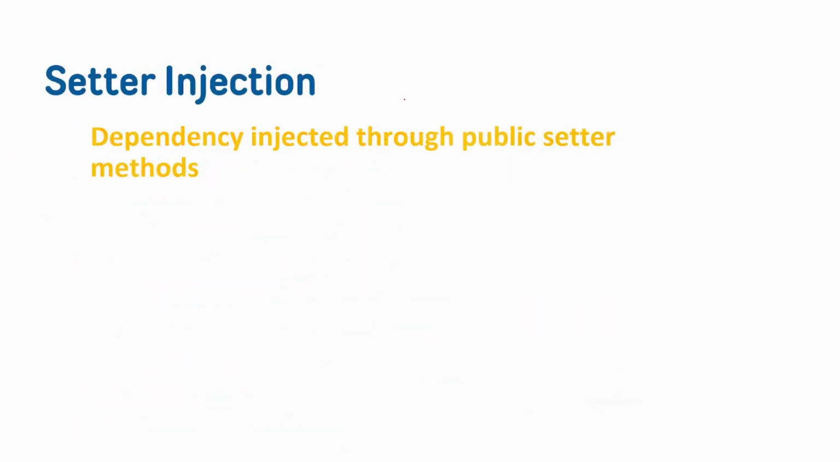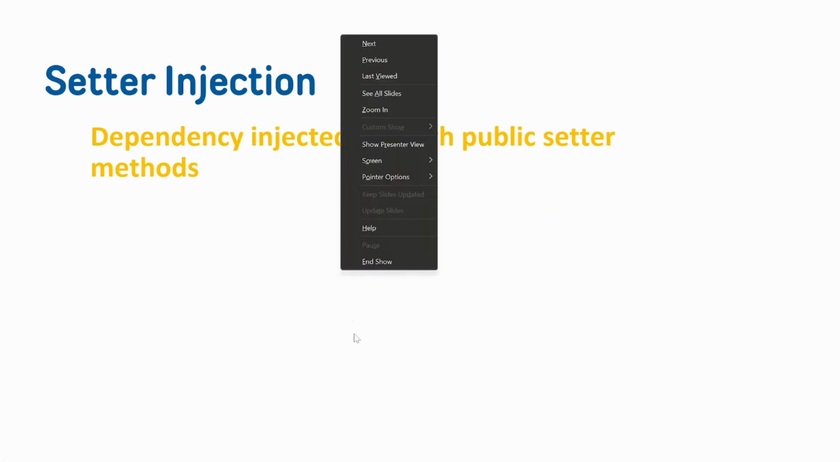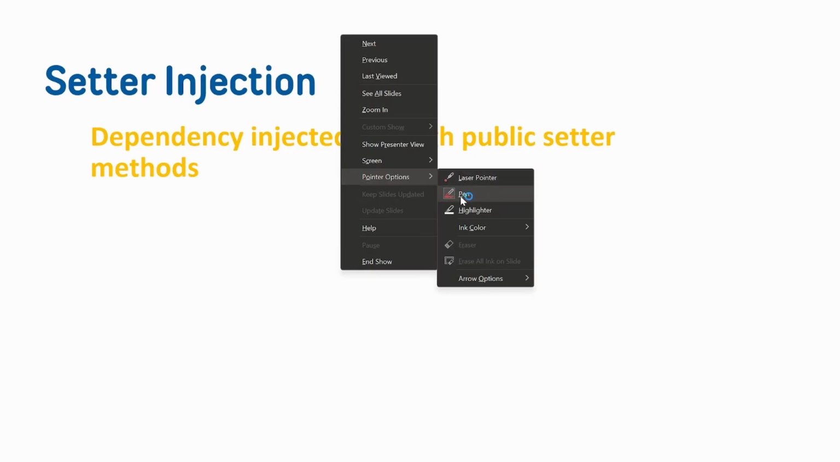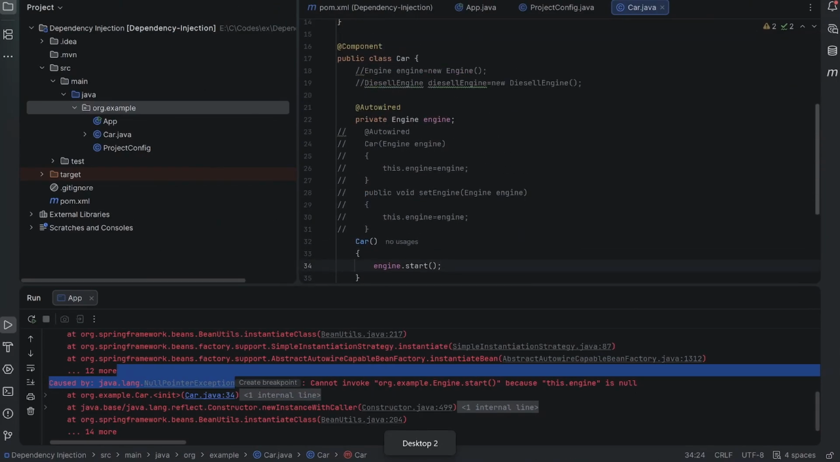Next we will learn about setter injection. As the name signifies, in setter injection the dependencies are injected through the public setter method. Let's see it with the help of an example.